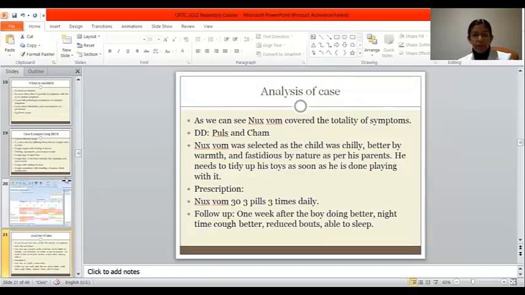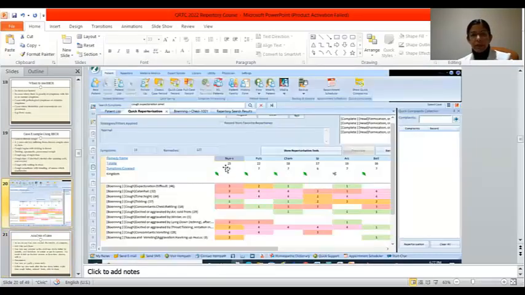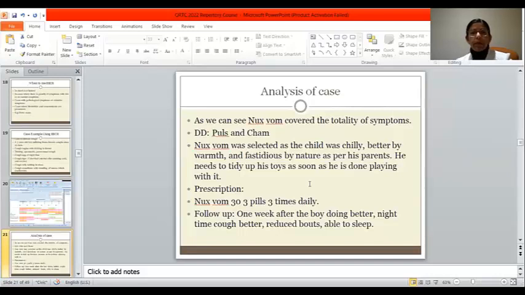So analysis of the case, as per the chart, we see Nux vomica, Pulsatilla, Chamomilla. Now what do we give for this case? Nux vomica was covering the totality of symptoms majorly. Differential diagnosis was Pulsatilla and Chamomilla. Nux vomica was selected as the child was very chilly. He was better by warmth and he was very fastidious by nature.